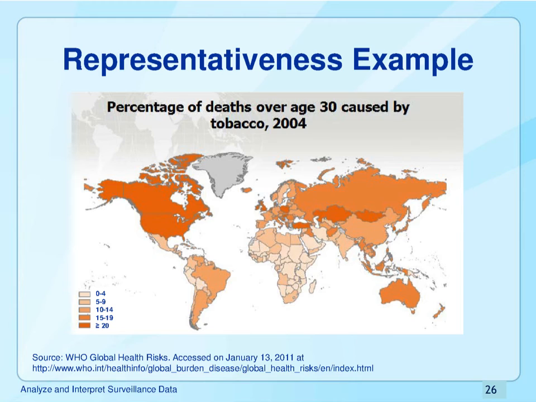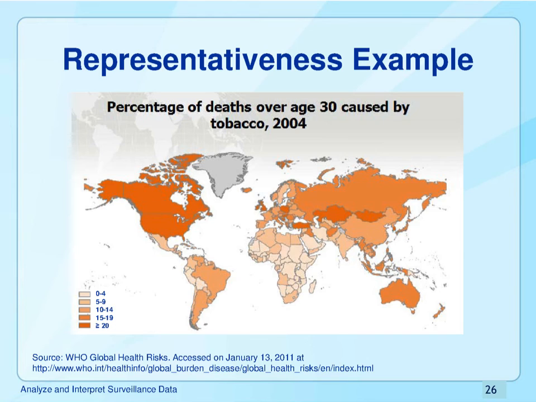So let's talk about an example of representativeness. Here we see an example of this. This map shows the percentage of deaths over age 30 caused by tobacco in 2004. The data used to create this map was collected from mortality surveys conducted only in the capitals of each country. If this was done in Fiji, they only would have gone to Suva. If this was done in the Federated States of Micronesia, they only would have come here to Pohnpei. Do you think the percentages in this map are representative of the true occurrence of deaths caused by tobacco in each country? Think about that for a minute. Why or why not?